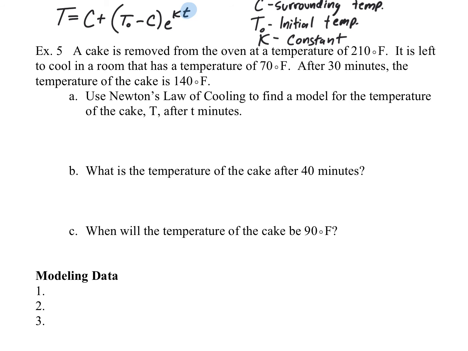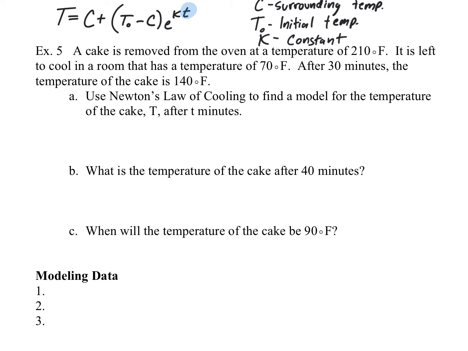It is left to cool in a room with a temperature of 70 degrees. After 30 minutes, the temperature is 140 degrees. We want to find a model for the temperature after T minutes. Basically, we need to find K. We know the initial temperature, we know the surrounding temperature, we don't know what our constant value is. So we're going to set this up.